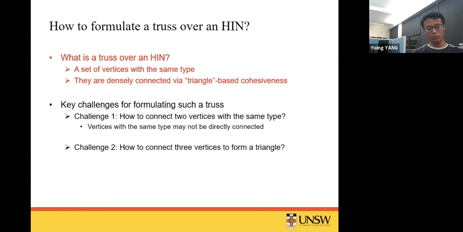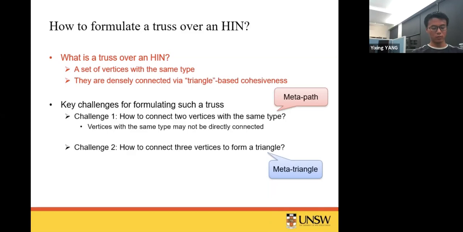The first one is how to connect two vertices with the same type. Please notice that vertices with the same type may not be directly connected. The second one is how to connect three vertices to form a triangle. For solving the first challenge, we adopt the metapath. For solving the second challenge, we introduce the concept of meta-triangle, and I will introduce these concepts later.